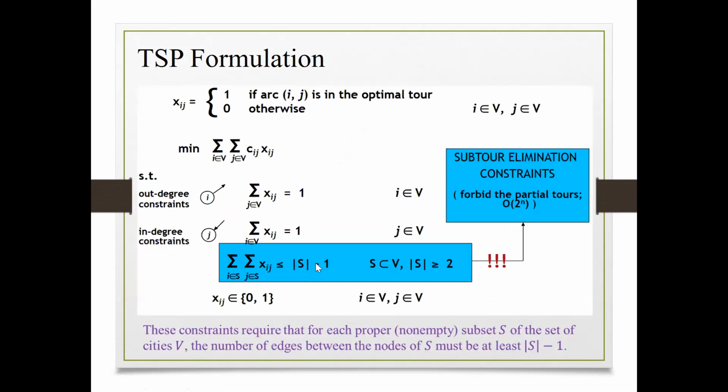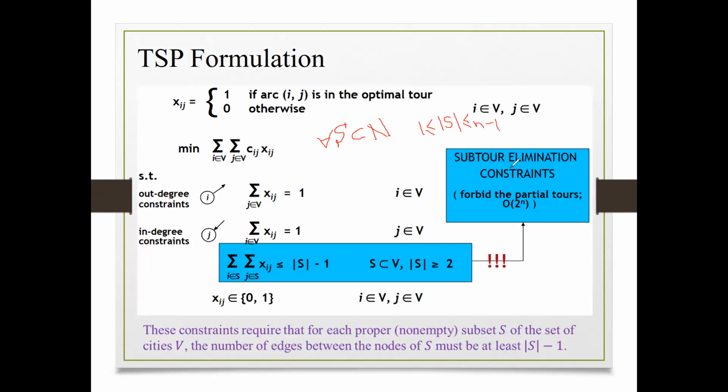So what is the value of S? Let me write it over here. For every set S which is a subset of N, and N was our set of cities, the size of S can range from 1 up to N minus 1.